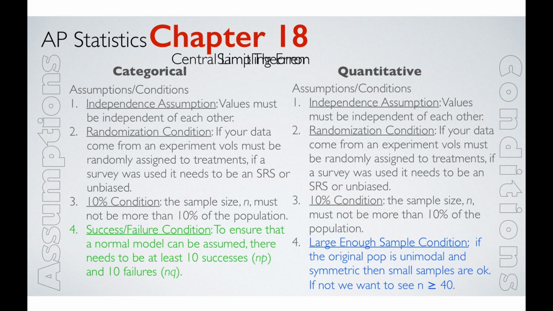Let's say Buford has 2,000 students, then I would be able to take a sample of up to 200 or less. If I took a sample of more than 200, then I would be going over that 10%.